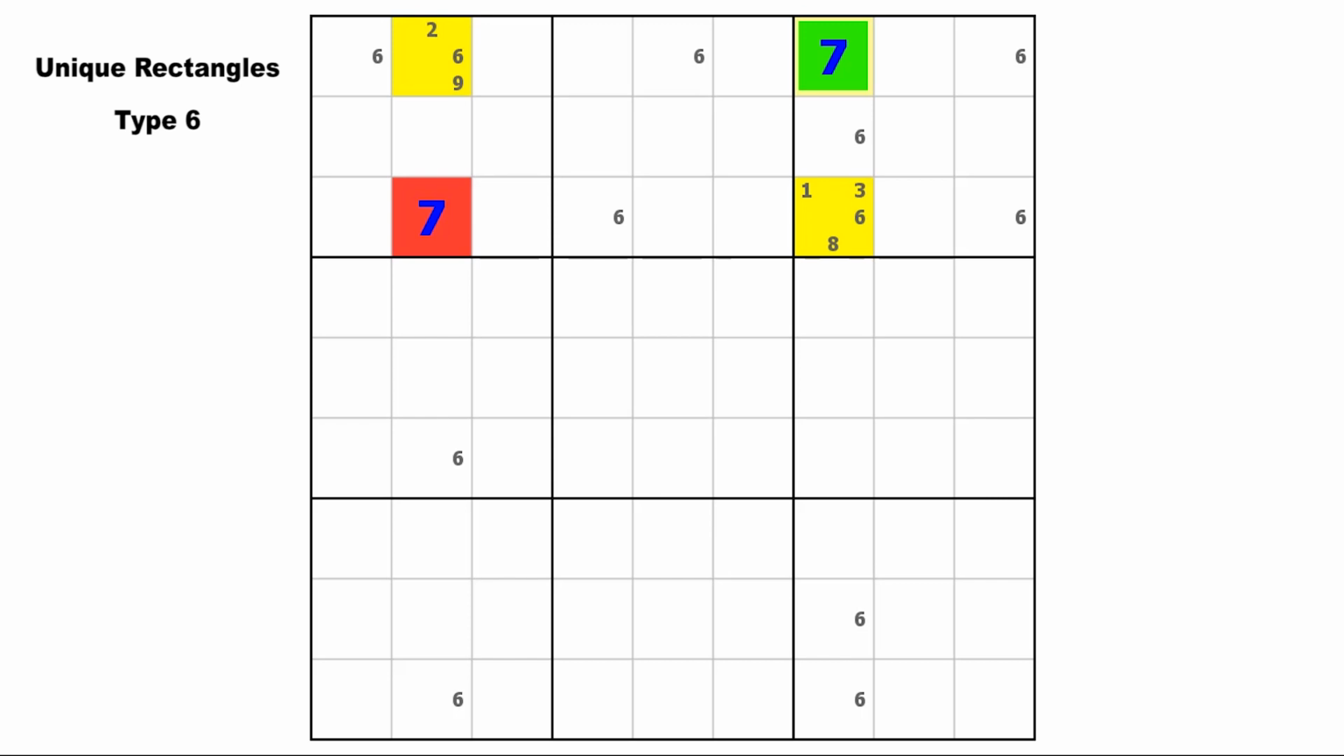You get the exact same result, but by looking at this as a UR type 6, you can immediately solve those 7s in a much more efficient manner. Okay, so that's pretty straightforward, right? So let's go over the formal rule for type 6.